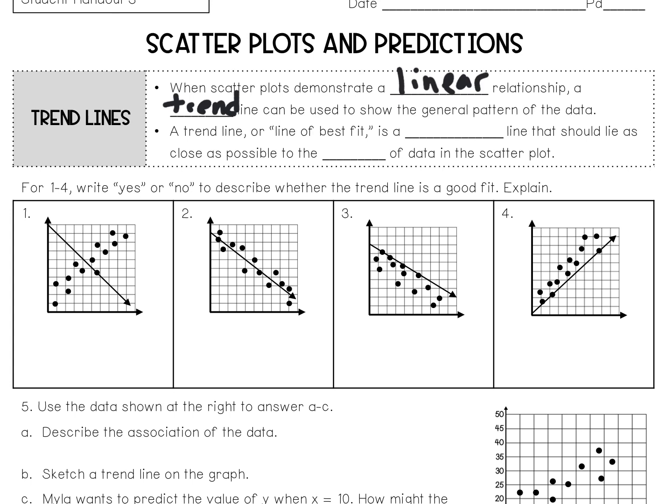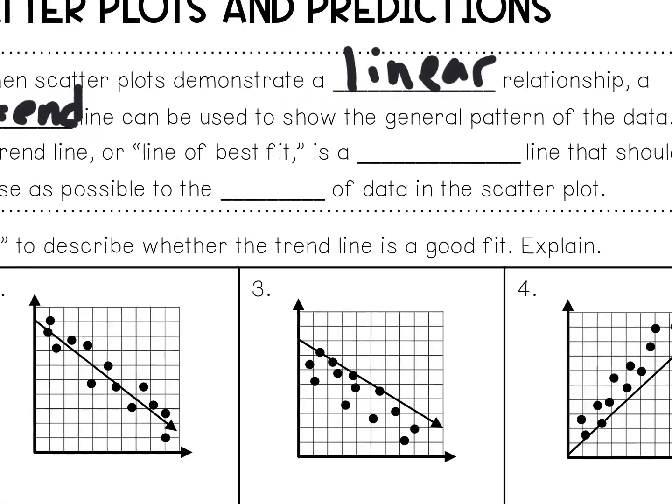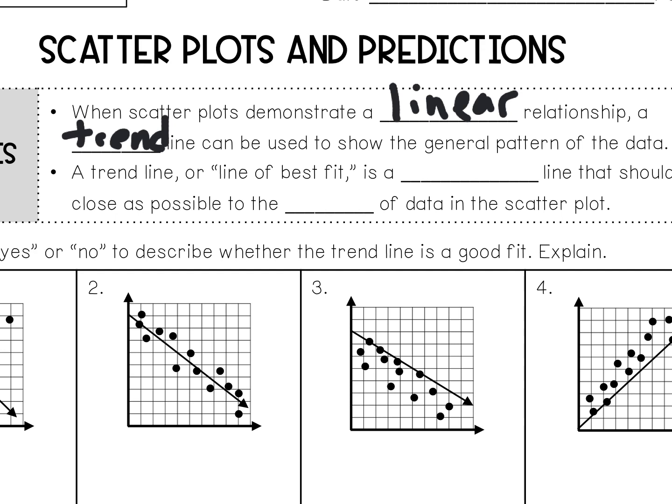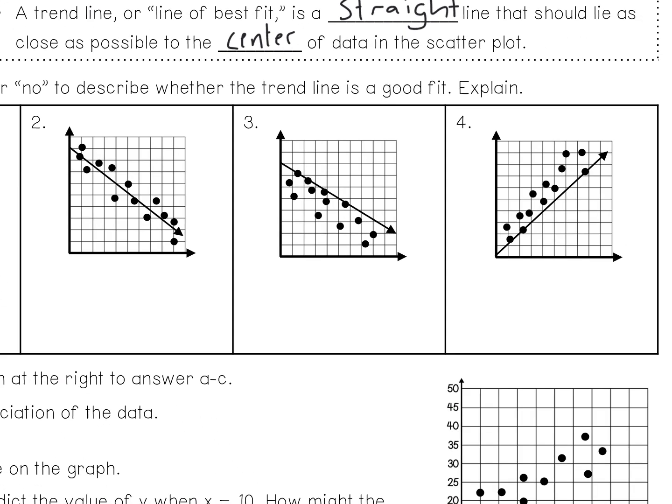Okay? So this line is a straight line that should be as close as possible to the center of the data in the scatter plot. And what we mean by that is centered in the data. Okay, centered around the data.